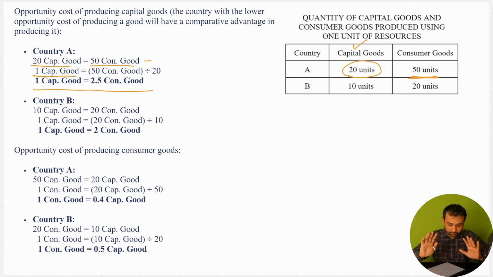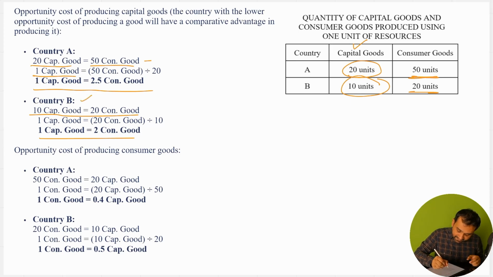All right. So we know the opportunity cost of country A to produce capital good. What about country B? For country B, when it produces 10 units of capital goods, it gives up the chance to produce 20 consumer goods. So we write that up and again express it in terms of 1 capital good, and we find country B gives up 2 consumer goods, whereas country A gives up 2.5 consumer goods when they're both producing 1 unit of capital good. So country B gives up less compared to country A, and therefore country B has comparative advantage in the production of capital goods.